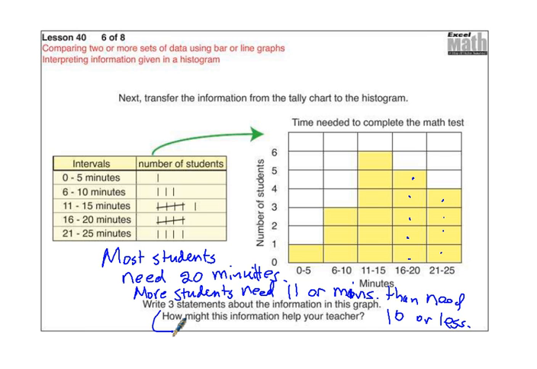How might this information help your teacher? Well, the teacher knows that they probably want to give the kids 25 minutes to do that test, but at 25 minutes they're going to have a lot of kids that need something else to do to keep busy.